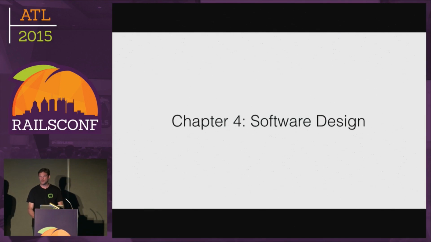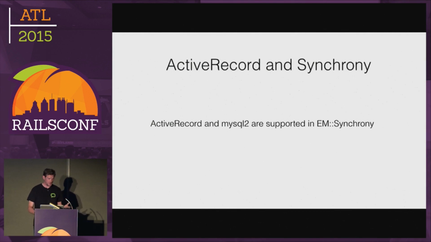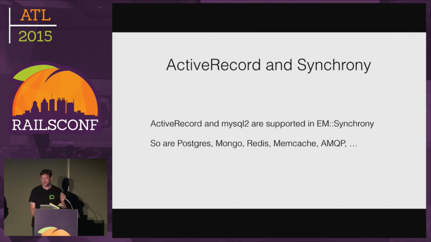So I want to talk a little bit about some of the software design decisions that we made that really seem to pay off in building this API. To start with, Synchrony supports many popular ActiveRecord stores, including MySQL. Use the MySQL2 driver for that. Postgres, Mongo, Redis, Memcache, AMQP, all of those. And there's plenty of third-party drivers as well. Typically very, very small patches to have them work with Synchrony.